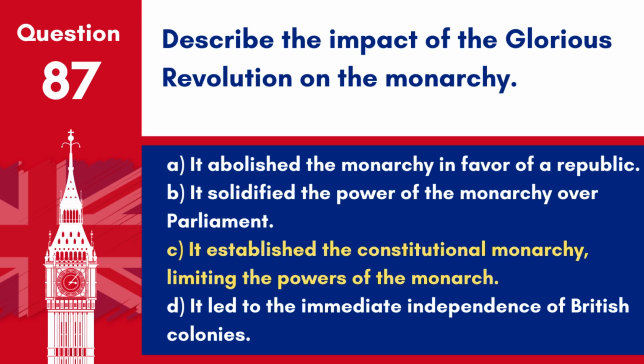Answer: C. It established the constitutional monarchy, limiting the powers of the monarch. The Glorious Revolution of 1688 led to the overthrow of King James II in favour of William and Mary, marking a turning point towards constitutional monarchy with the signing of the Bill of Rights 1689.